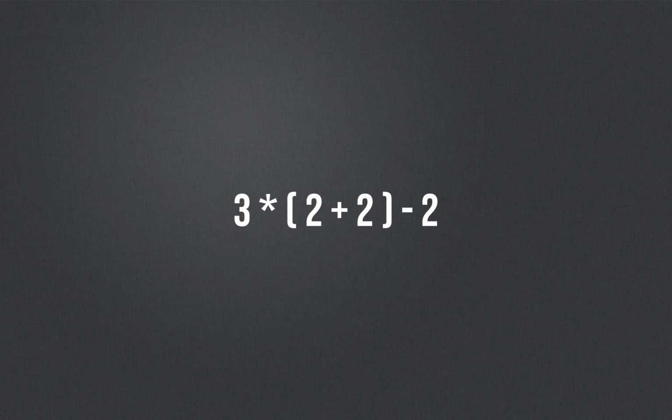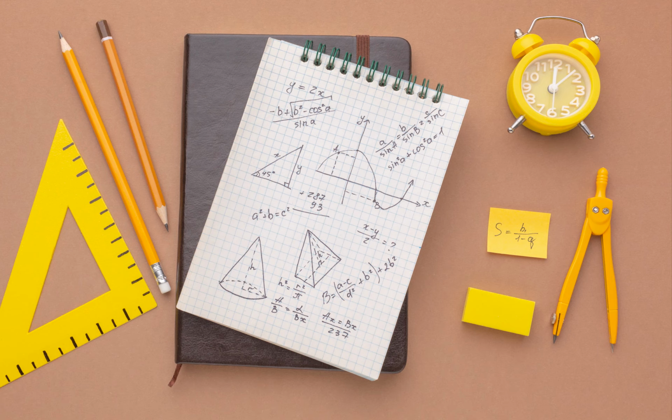So for an operation like 3 times (2 plus 2) minus 2, we first calculate 2 plus 2 inside the parentheses. Then we multiply the result by 3. And finally, we subtract 2. When it comes to writing numbers and math in JavaScript, there are no specific rules. You write it out just like normal math.